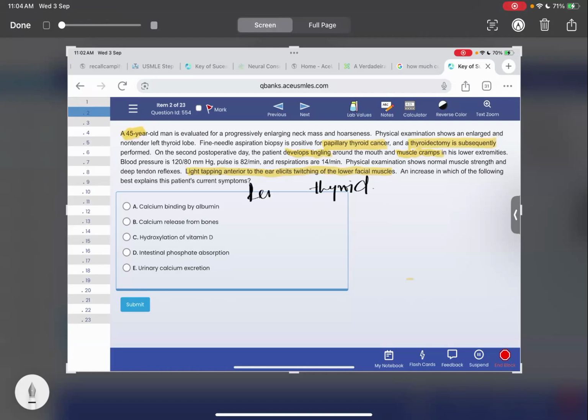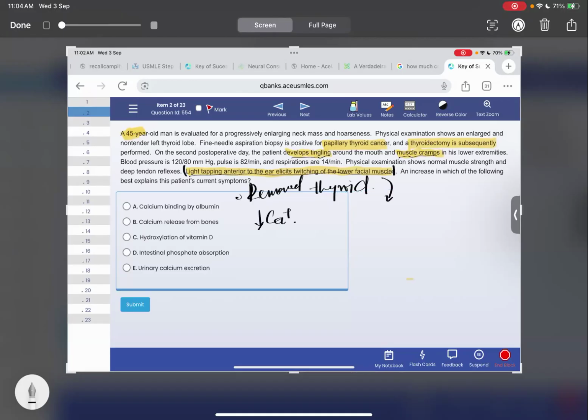Thyroid is removed. What are the signs? Tingling, muscle cramps, and so on. I'm going to explain this, okay? Don't worry. So we have decreased calcium. What is this? Hypocalcemia.